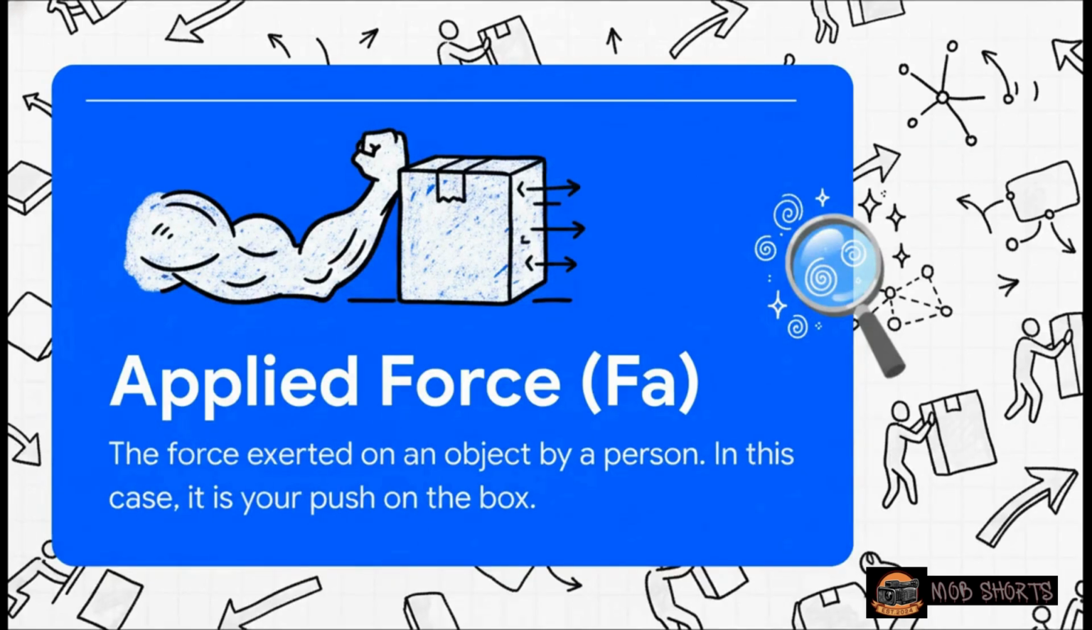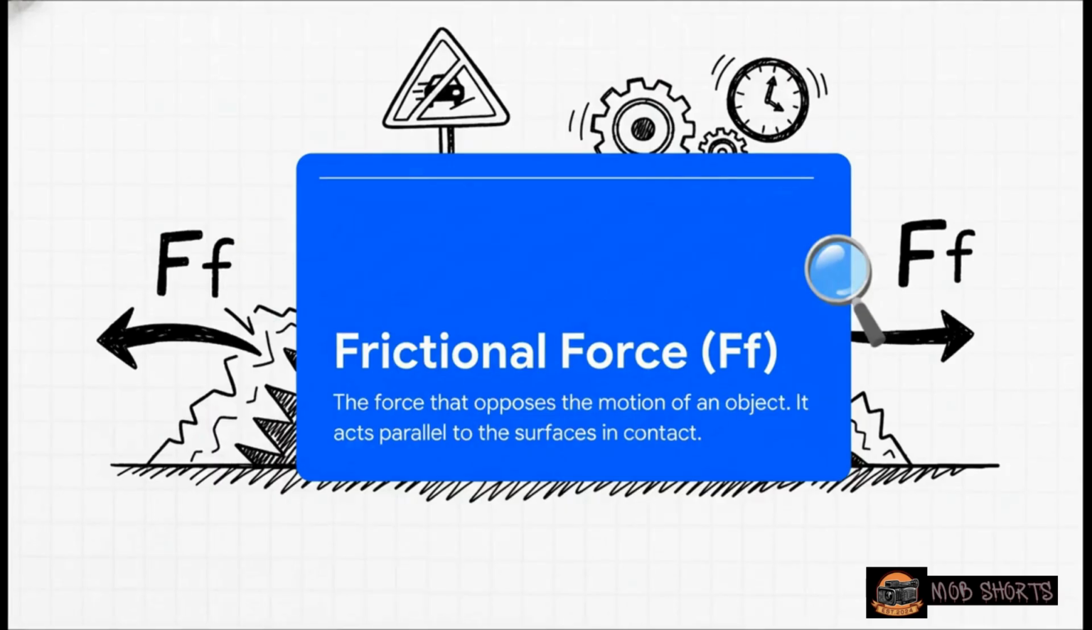First up, the most obvious one, the applied force. This is simply the push that you are applying to the box. It's the force you're generating with your own muscles, trying to get this thing to budge. But as you push, you feel something pushing back, right? A resistance. Well, that resistance is the frictional force. The key thing to notice here is its direction. Friction always acts parallel to the surfaces that are touching, and it directly opposes the direction you're trying to move. It's basically the universe's brake pedal.